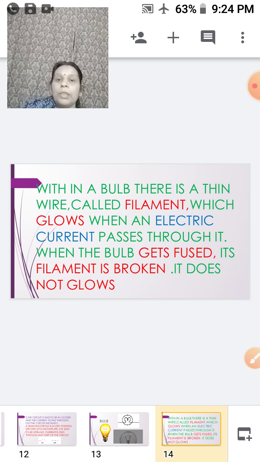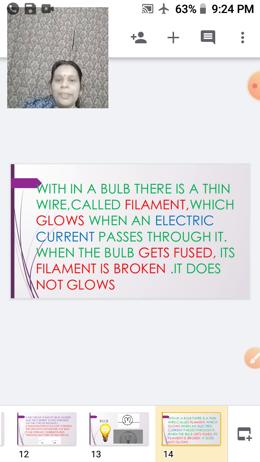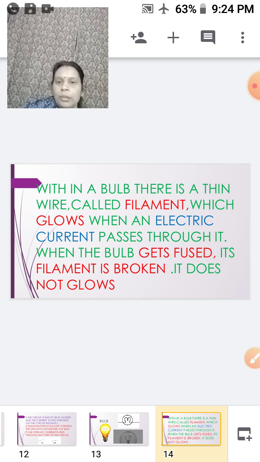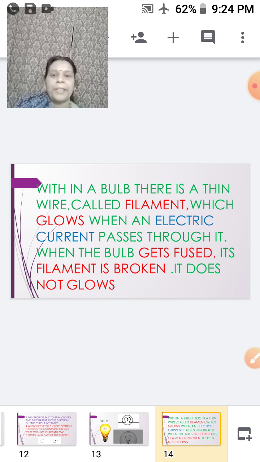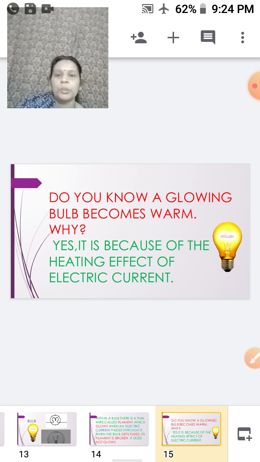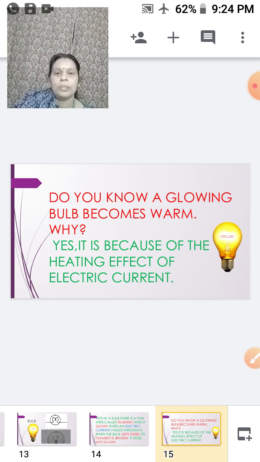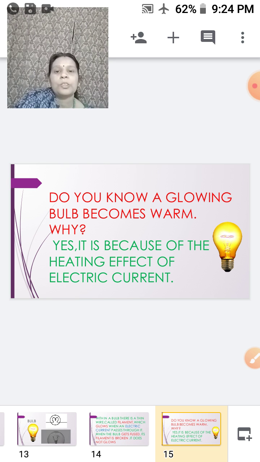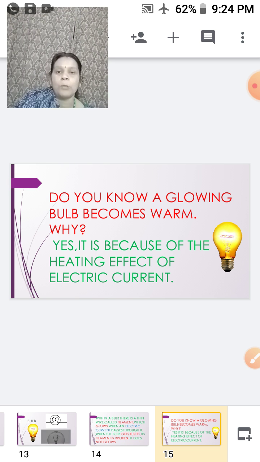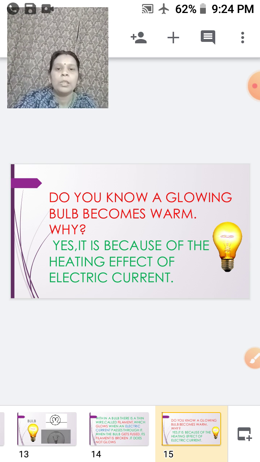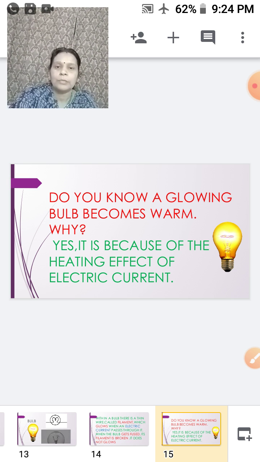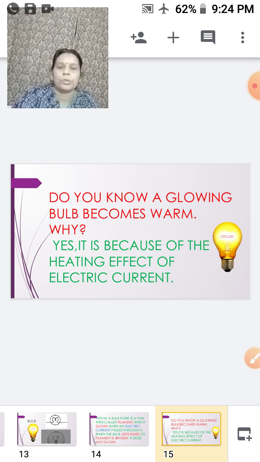Through that means here the current was flowing through the thin wire. But in the other one, the filament was broken, so that type of bulb will never glow. Now children, you might have observed many times that when the bulb is glowing, it becomes very warm. Why is it so? Did you ever observe? I hope all of you. Okay, so the answer for the first one is yes.